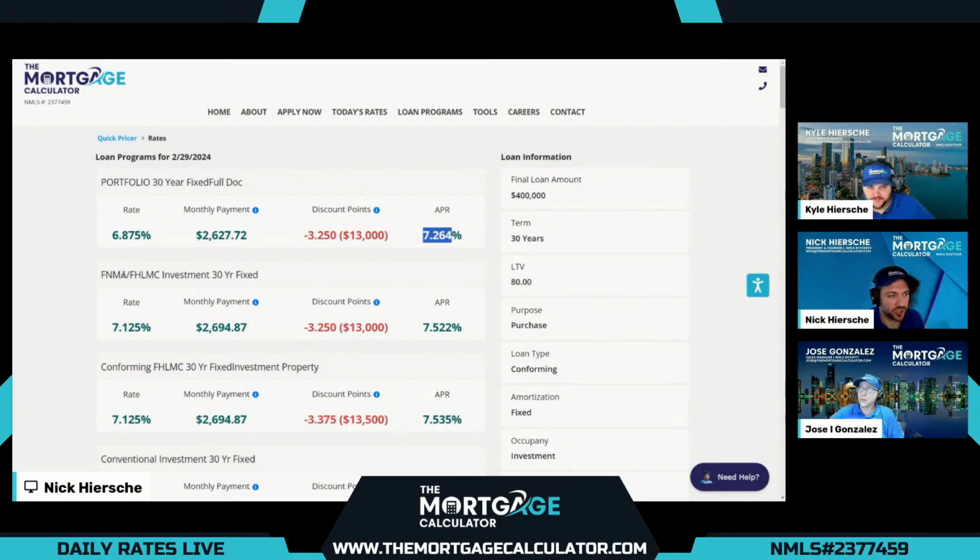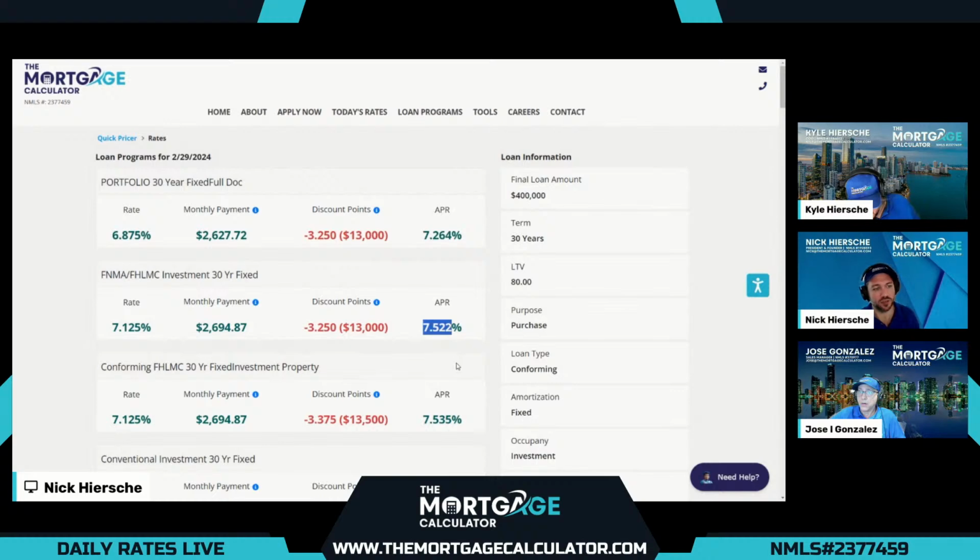Our first true conventional option here is a Fannie and Freddie option, both. So same price for both. 7.125 for 3.25 discount points and cost puts the final APR at 7.522. So this does include the adjustments that are for Fannie and Freddie. So a little bit higher rate there when it does have to include those adjustments.